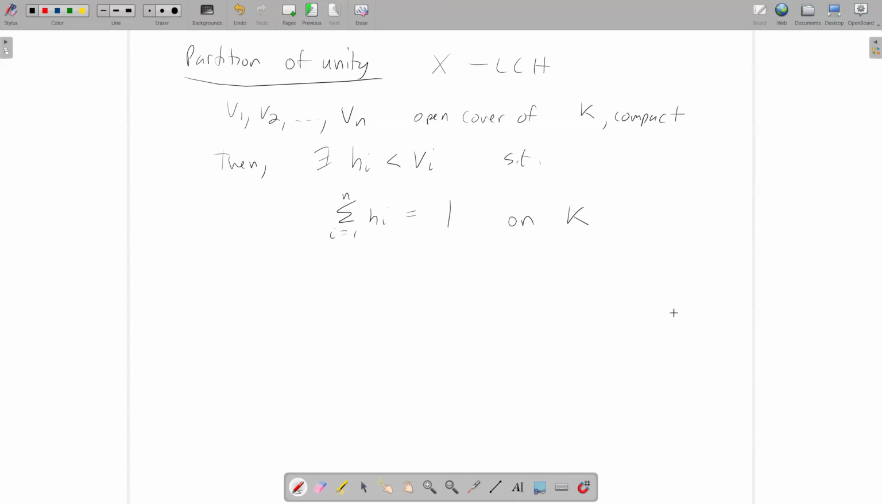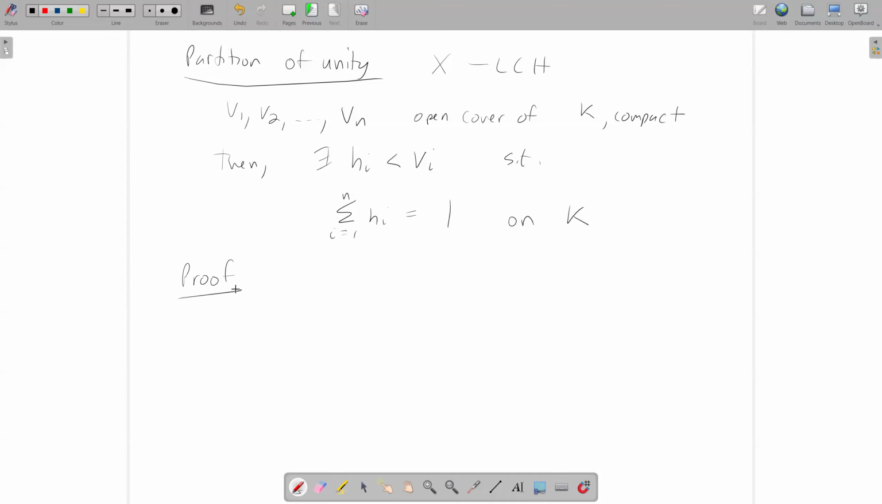So it's basically a finite partition of unity. At a certain point, when we prove the Riesz representation theorem, we need this finite partition of unity. So let me show you how this proof goes.